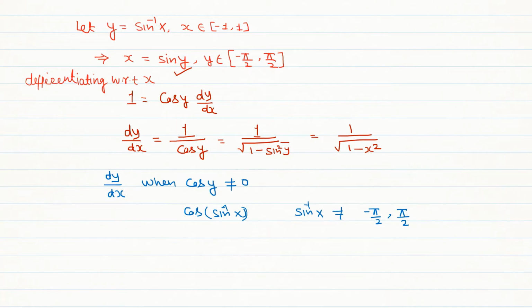That's why sine inverse x should not be equal to minus pi by 2 or plus pi by 2, which means x should not be equal to minus 1 or plus 1. So this clearly indicates that the domain x must belong to minus 1 to plus 1. So this completes the derivation. The derivative of sine inverse x should be 1 upon under root of 1 minus x square, where x belongs to minus 1 to plus 1.